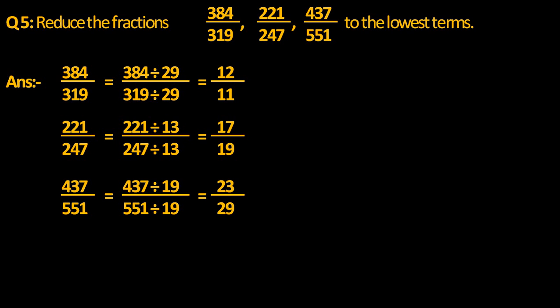Again we will remove the common factors. 19 is common. 19 is divided in the numerator as well as the denominator, and the reduced fraction is 23 upon 29.